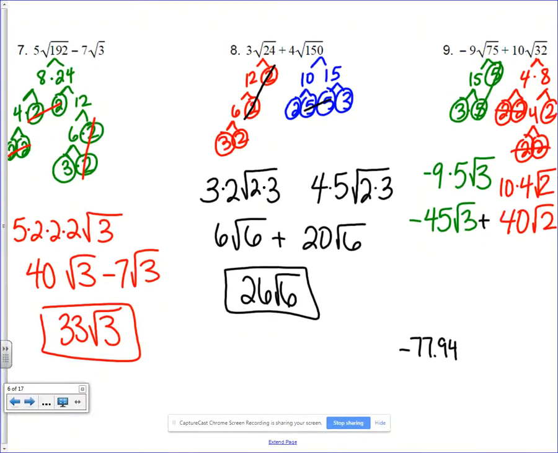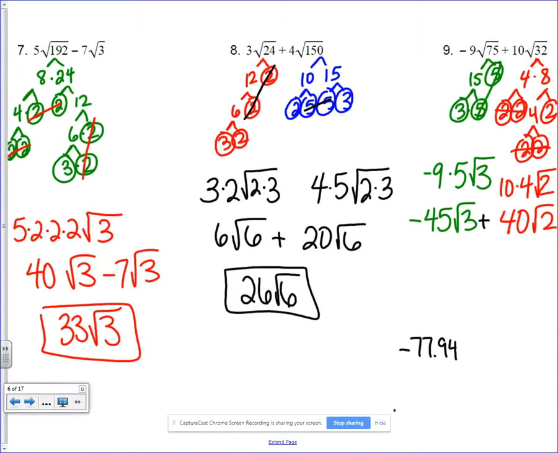Okay, everybody clear your calculators out. Let's try it again. -9, the square root of 75 equals. Everybody getting this now? Okay. Now, clear it out. -45, the square root of 3. Is it this? So we did that piece right, correct?